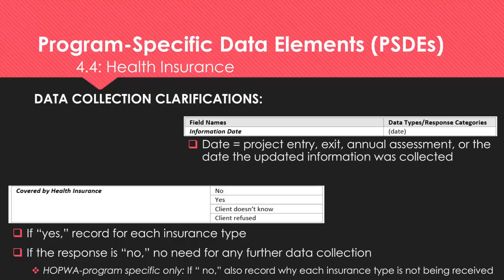If the answer is yes, specify the insurance type. If the response is no, there is no need for any further data collection. The exception is HPWA-funded projects. For HPWA, if the answer is no, also record why each insurance type is not being received.